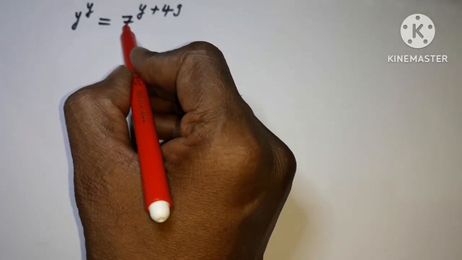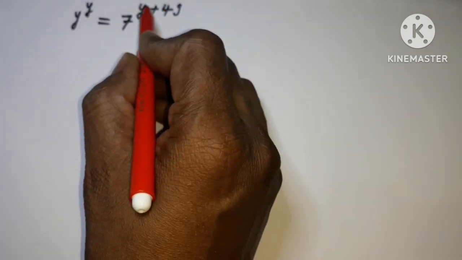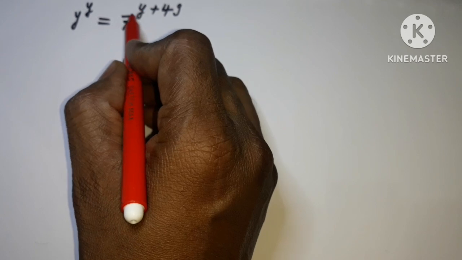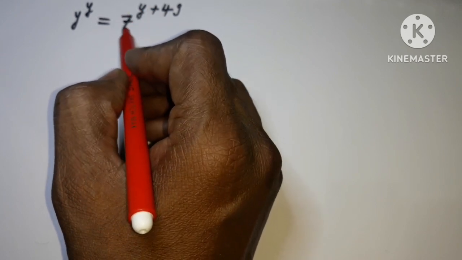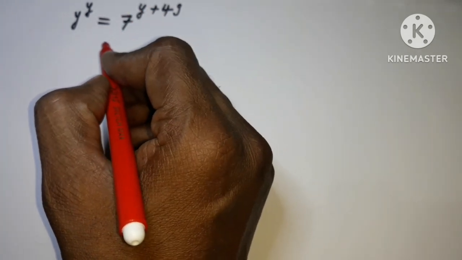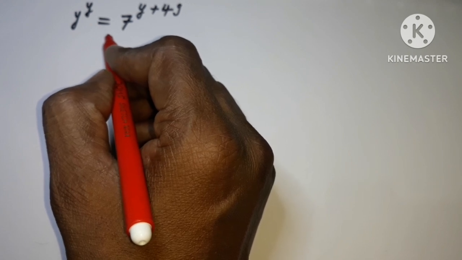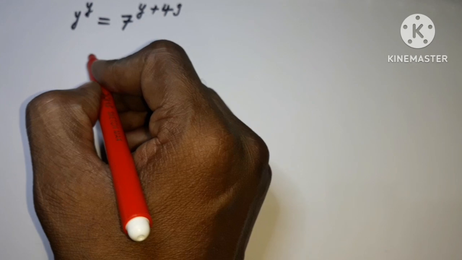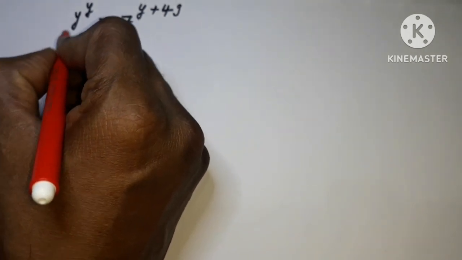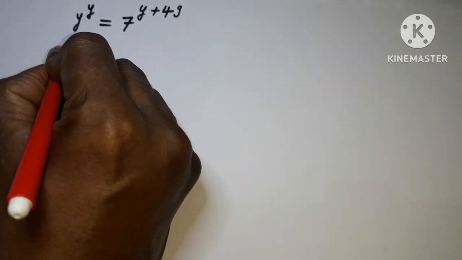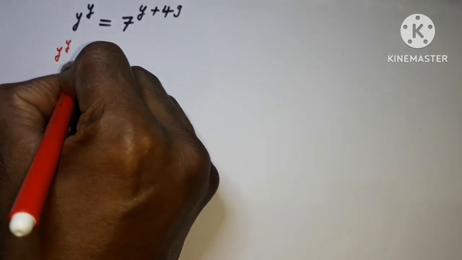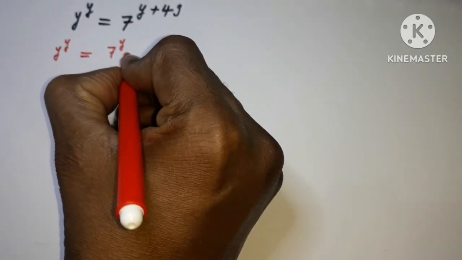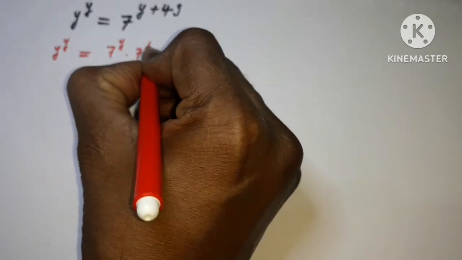Here you can see that the powers are in addition form over 7. So I need to make it separate so that we can proceed, and we have to write all the variables on the left side and all the constant terms on the right side. So let's start. Here y to the power y is written the same, and I'm writing here 7 to the power y into 7 to the power 49.